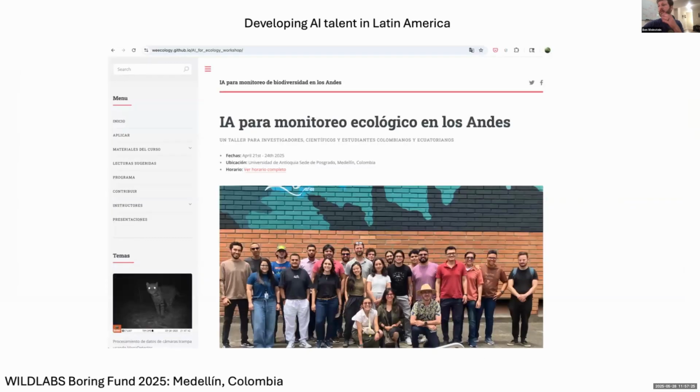And the last way we're creating community is, credit to Wild Labs, the Wild Labs Boring Fund 2025 funded an AI development workshop in Latin America that we just finished in April. That went really well. And I want to stress to everyone here, I think one of the takeaways is that this stuff is possible in a diverse set of different countries. And I think we've really proven that you can find 25 to 30 people in almost any major city in the world at this point who are interested in AI development for biodiversity.